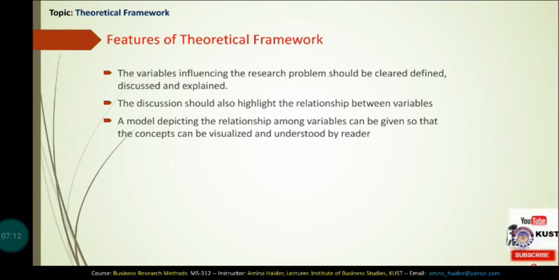A model depicting the relationship among variables can be given so that the concept can be visualized and understood by the reader. You have to explain through a model the relationship that actually exists between the variables that you are using in your study. Earlier we used the word theory. We said that the theory would be formulated to explain the relationship that exists between variables.